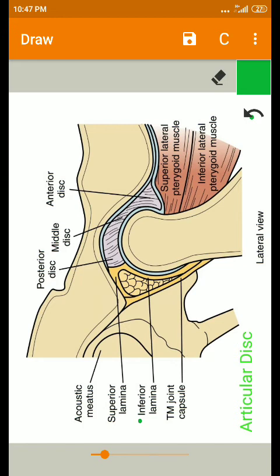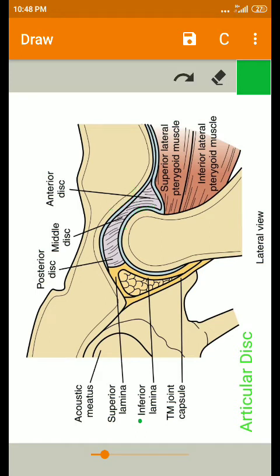Dear students, welcome back. Now we are going to discuss the accessory joint structure, that is the articular disc, which is present in the temporomandibular joint. The main function of this articular disc is, as we know, that the articular surfaces of this temporomandibular joint are both convex surfaces. That means this joint is a more incongruent joint.